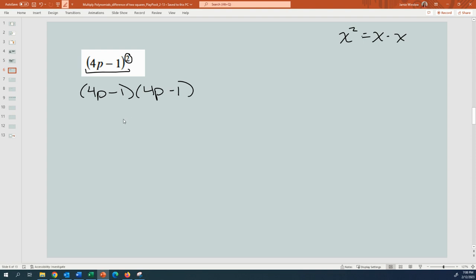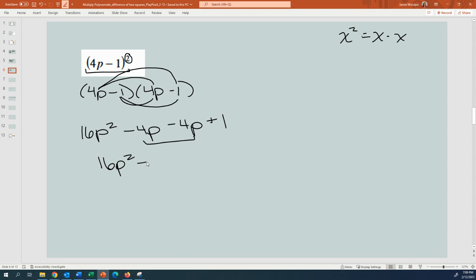Again, you can use FOIL or distribution. We're going to do 4p times 4p. This is where you might be able to skip writing it all out. Okay, 4 times 4 is 16. P times p is p squared. 4 times negative 1 is negative 4p. Now we'll do negative 1 times 4p and negative 1 times negative 1. And we'll combine those middle like terms to get negative 8p plus 1. That's it.